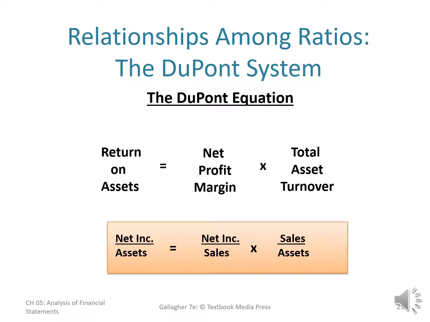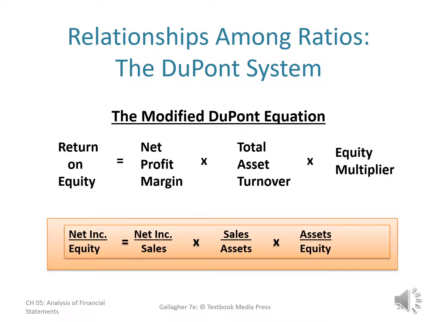Relationships among ratios, the DuPont system. Return on assets equals net profit margin times total asset turnover. The modified DuPont equation, return on equity, equals net profit margin times total asset turnover times equity multiplier.